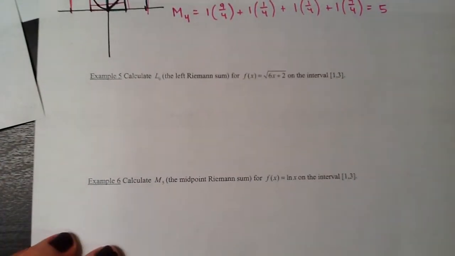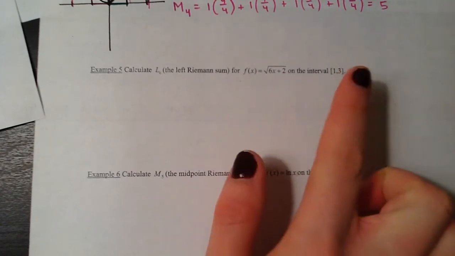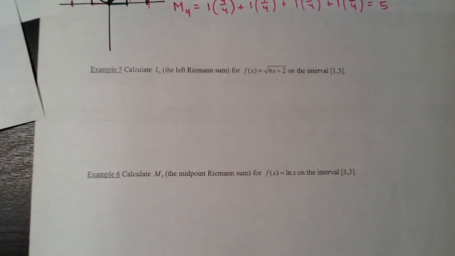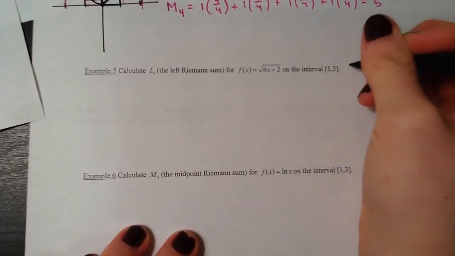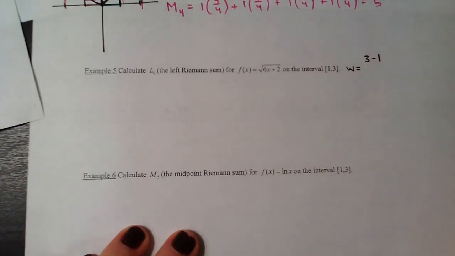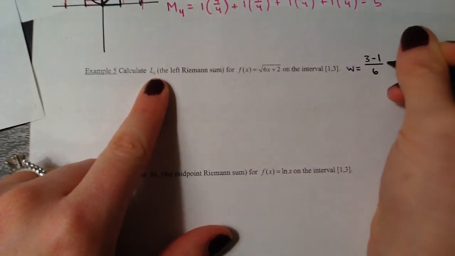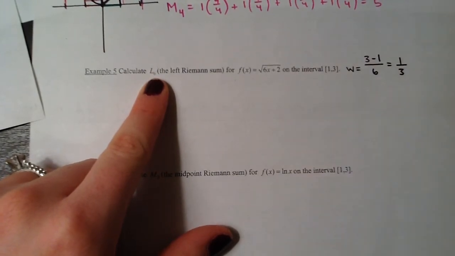Here we're going to do the same thing for example 5, except this time we're only going to use one approximation. So L6, the left Riemann sum for this function on this interval. So what I'm going to start us off by doing is figuring out what the width of each one would be. So if we're trying to figure out the width of each rectangle, you do right endpoint minus left endpoint over the number of rectangles, and the number of rectangles is 6. So each one of them is going to have a width of 1/3.